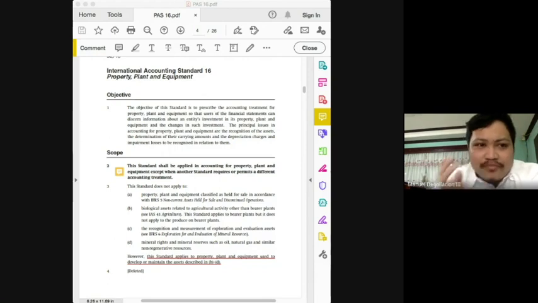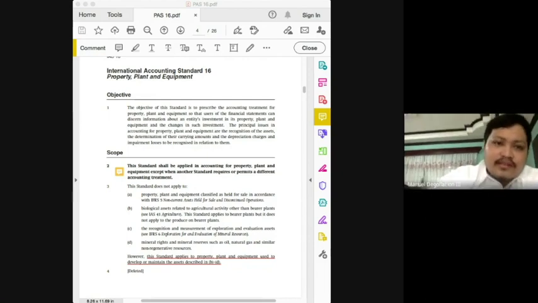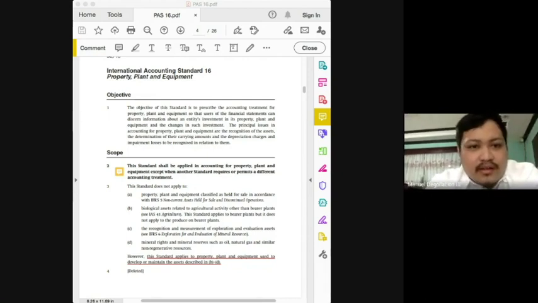Okay, and the objective here, class, as stated in the standard, tries to lead your attention, class, to what are the important things that you ought to learn from this standard, class. Okay, and the standard tells us that the principal issues in accounting for property, plant, and equipment are, number one, the recognition of the assets. So PAS 16 will tell us what conditions must be present for an entity to recognize an asset as an item of property, plant, or equipment.